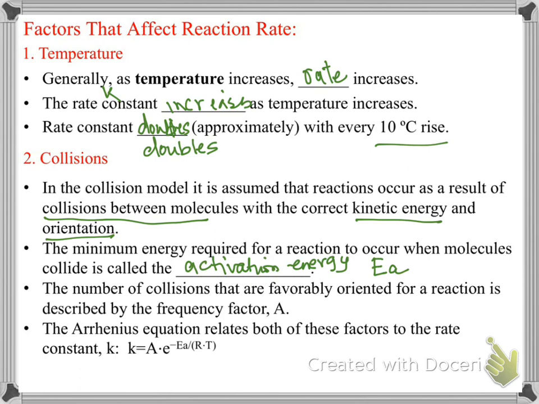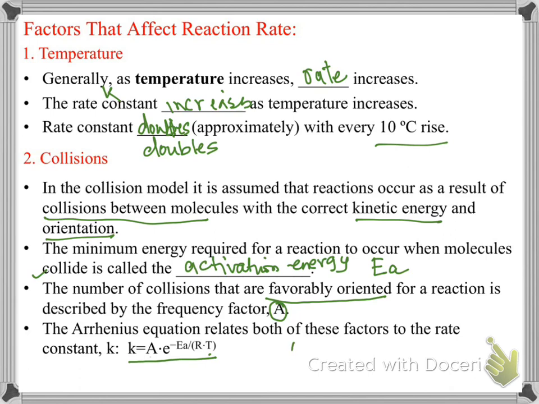When the molecules are colliding, the orientation makes a big difference, because some of the collisions are not effective if they are not colliding properly. So the number of collisions that are favorably oriented, which result in the formation of a product, is described by the frequency factor A. So here is the Arrhenius equation, a very important equation that relates both of these factors to the rate constant, temperature, as well as the frequency factor, also known as the Arrhenius factor.